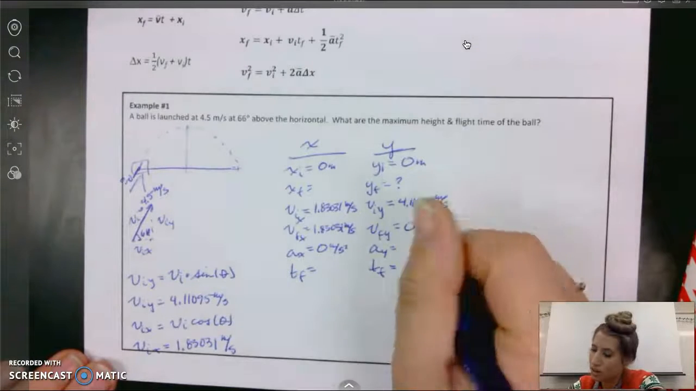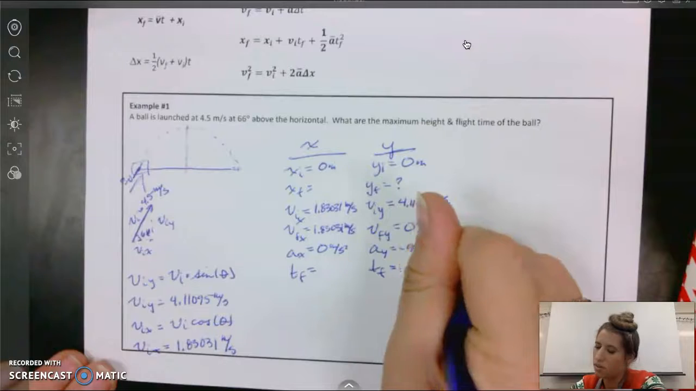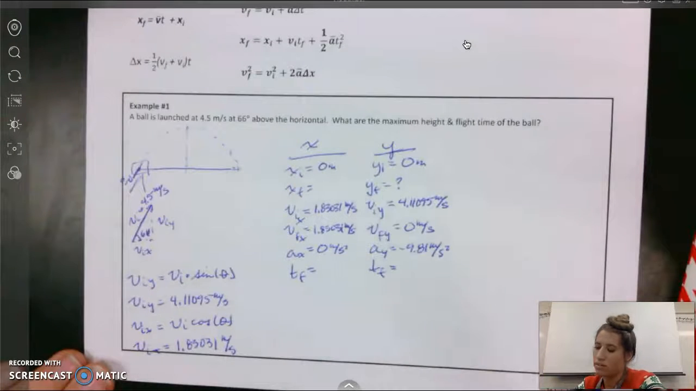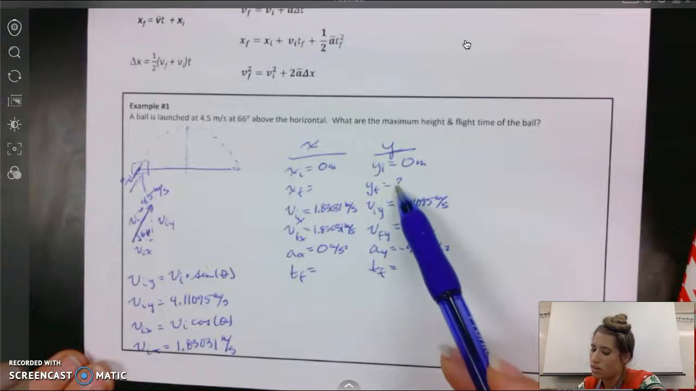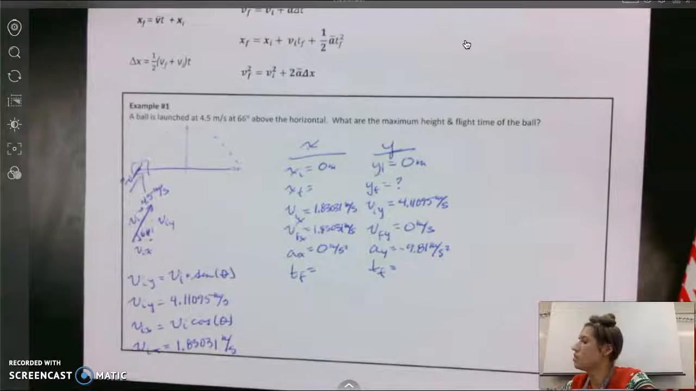Our acceleration is due to gravity. Okay, we want to know y final. Let's see, do we have a kinematic equation that we could solve for this without having to have the time component? Let's check on that.